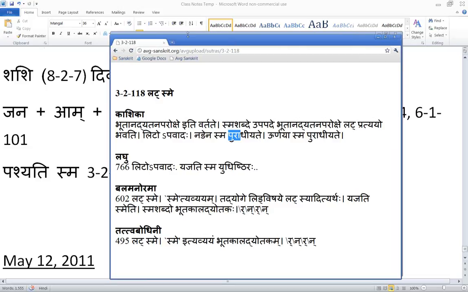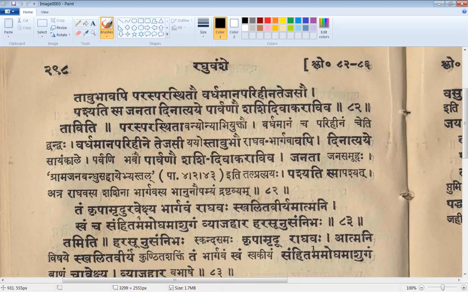So which one do we have right now? Parokshe or aparokshe? Which one do we have? Actually, if you look at our shloka right now, we had Janata Sma Pashyati.